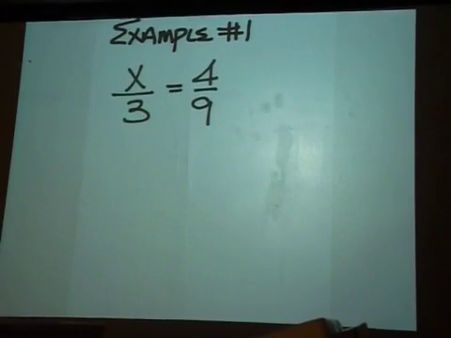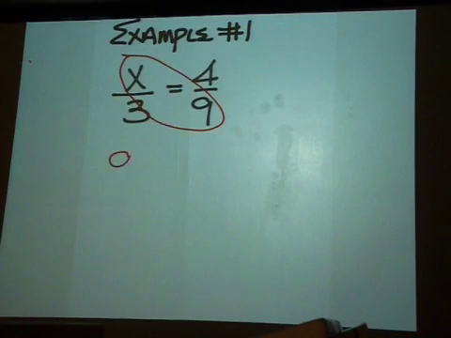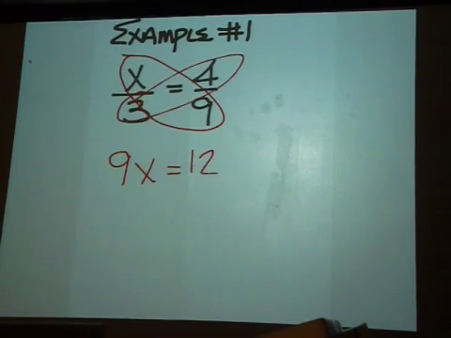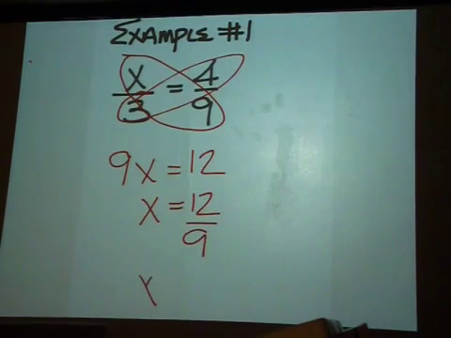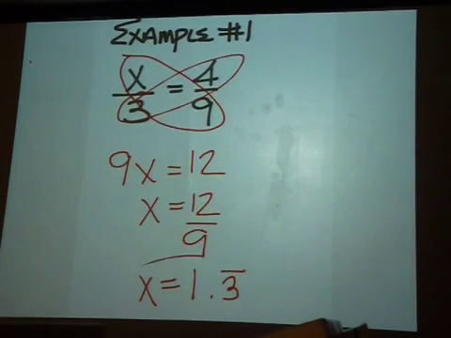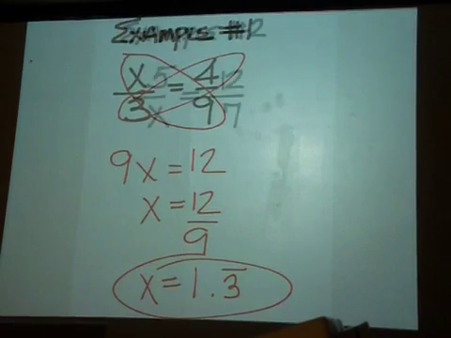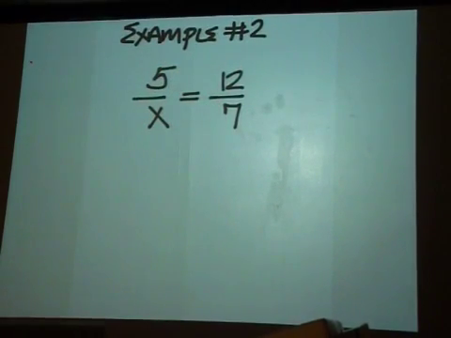Solve the proportion x over 3 equals 4 over 9. Cross multiply where the x is to get 9x, and then cross multiply here to get 12. And divide 12 by 9. 12 divided by 9 comes out to be 1.3, repeating.